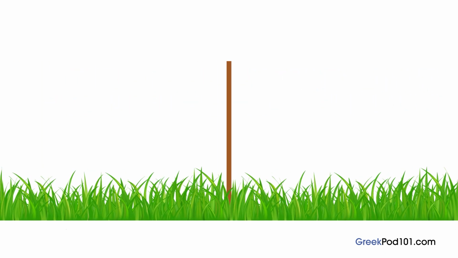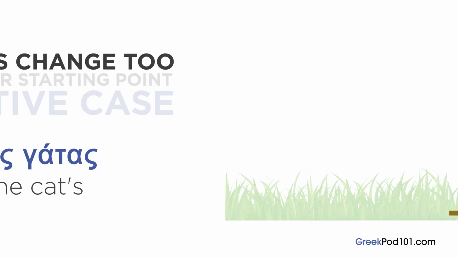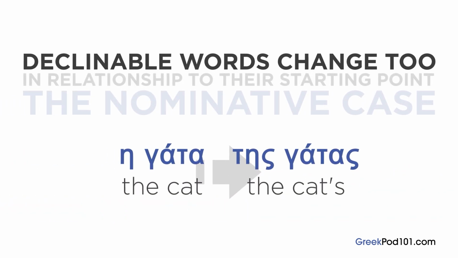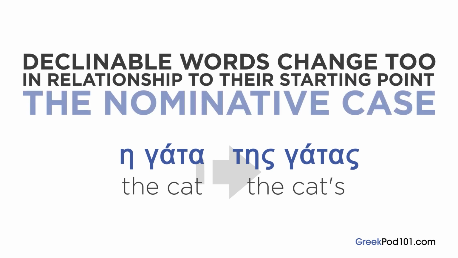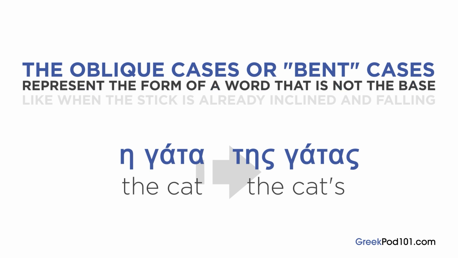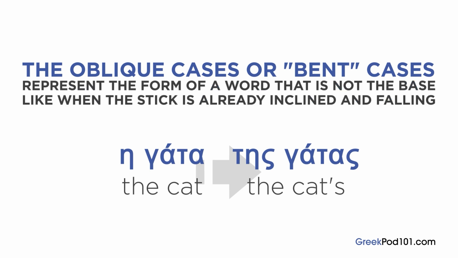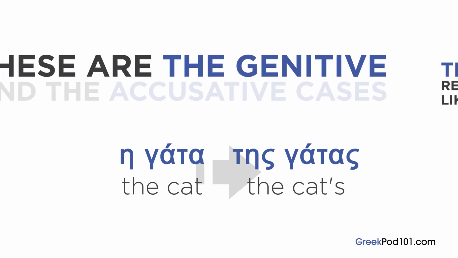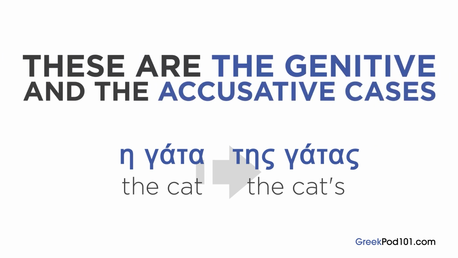Imagine now that the standing stick starts falling. During the fall, its position constantly changes in relationship to its starting point until it falls flat on the ground. Declinable words change too in relationship to their starting point, the nominative case. So the oblique cases, or bent cases, represent the form of a word that is not the base, like when the stick is already inclined and falling. These are the genitive and the accusative cases.